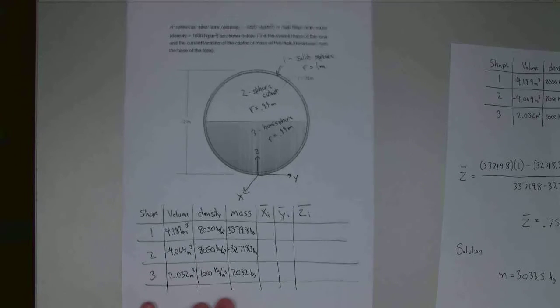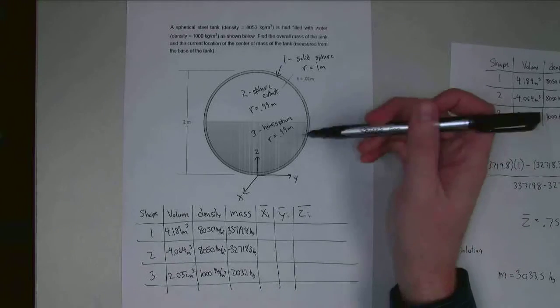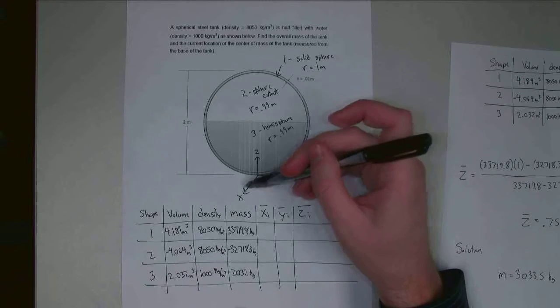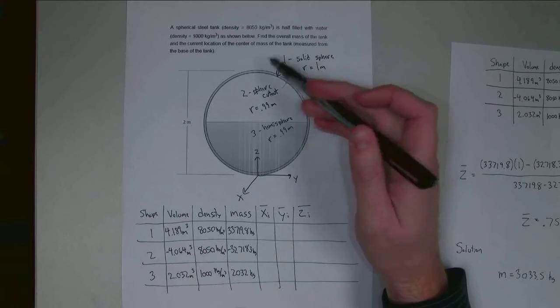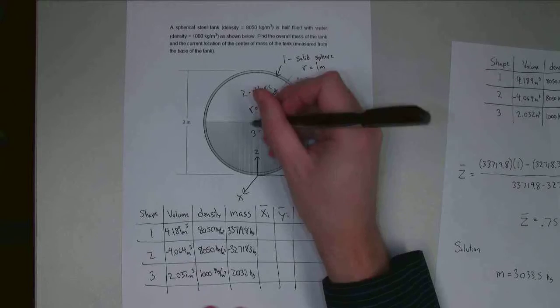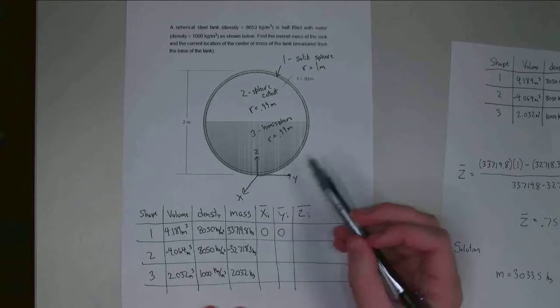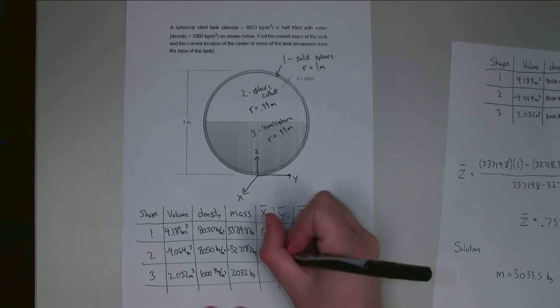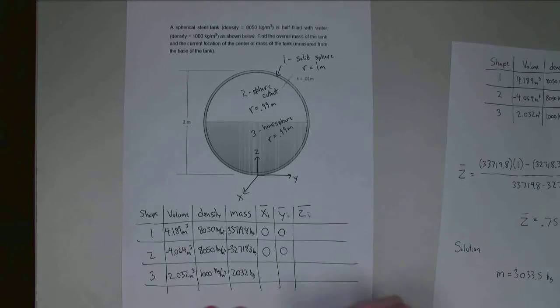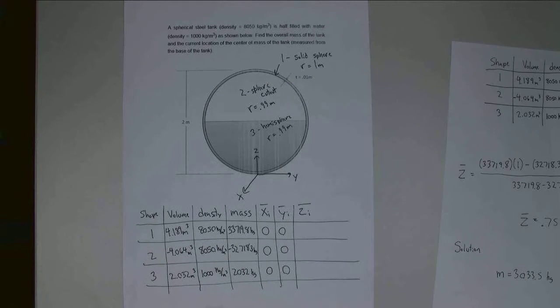Next step is going to be to find the x, y, and z coordinates of the centroids for each of these shapes. So x and y, this thing is kind of symmetrical about the z-axis. And so if we can imagine the center of each of these shapes is going to be on the z-axis, which means that it has no x or y coordinates. So the x and y coordinate of the center of the overall sphere is 0 in the x, 0 in the y. Same with the spherical cutout, 0 in the x, 0 in the y. And for my hemisphere, it's also on the z-axis, 0 in the x, 0 in the y. Z is the only interesting direction in terms of finding the coordinates of this.